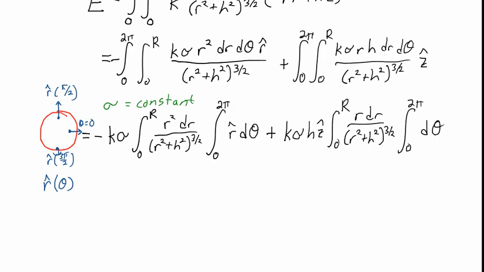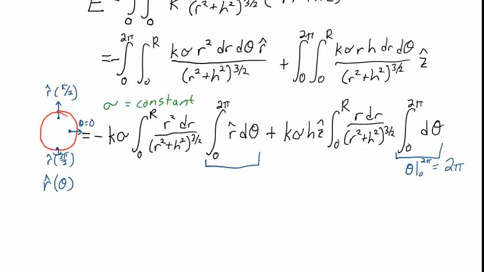Now, normally in these cases, the theta integrals are easier to do. We can see that very clearly. If we look at this integral, the integral of d theta from 0 to 2 pi, that's equal to theta evaluated from 0 to 2 pi, and that's just equal to 2 pi. That's a very common theta integral that we run into.